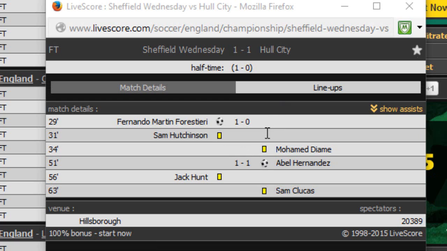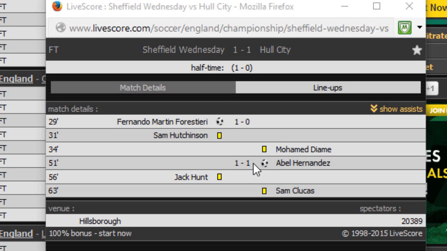There was then an equalising goal by Hull at 51 minutes. Now, once again, that would have pushed the cash out figure back into negative territory. It's also a slightly awkward figure. With 1-1, I would be getting a little bit worried that I only have a 1-goal cushion before the overall bet is going to turn into a loser.